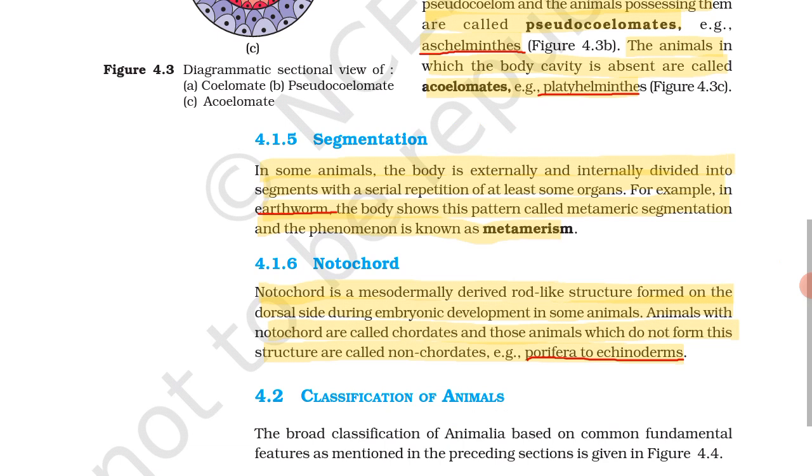So this notochord is present dorsally during embryonic development. The animals which have notochord are called chordates, and the animals which do not possess notochord are called non-chordates. The examples of these non-chordates are Porifera to echinoderms. These are the non-chordates, meaning they do not have notochord.